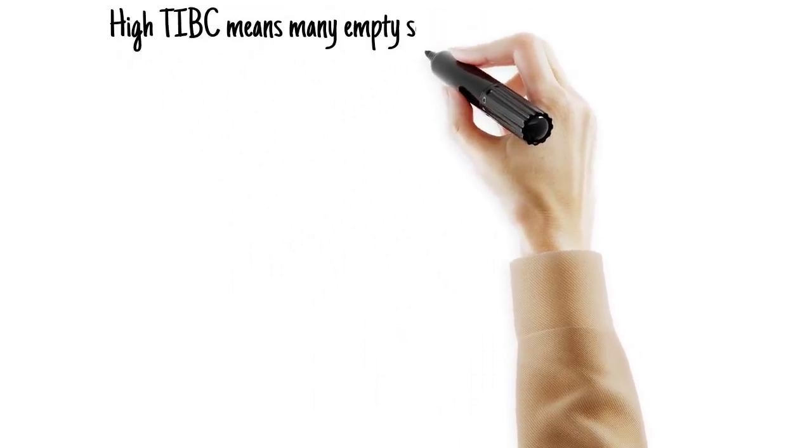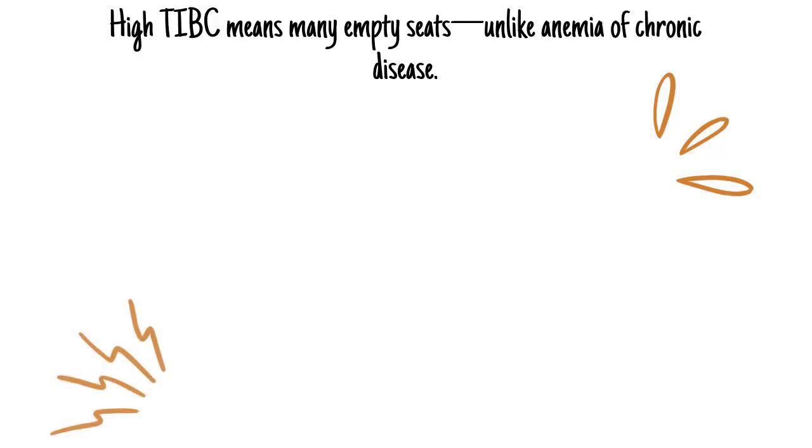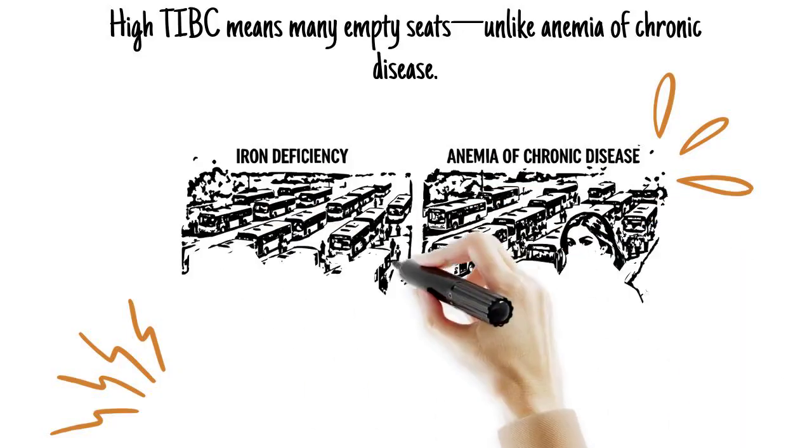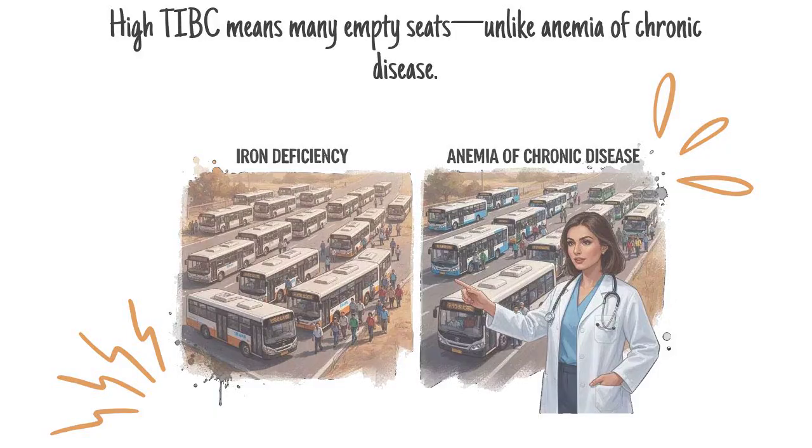TIBC measures the total seating capacity of all those buses combined. So when TIBC goes up in iron deficiency, the body is sending a clear message: I have lots of empty seats and not enough passengers. This is critically different from what happens in anemia of chronic disease, where the body intentionally reduces the number of buses, keeping iron locked away as a protective inflammatory response. More on that when we reach the differential diagnosis.